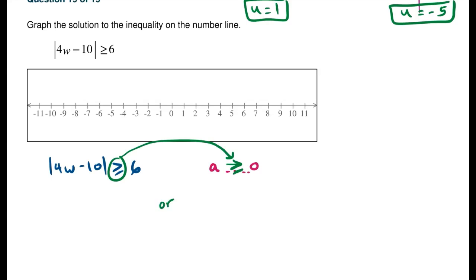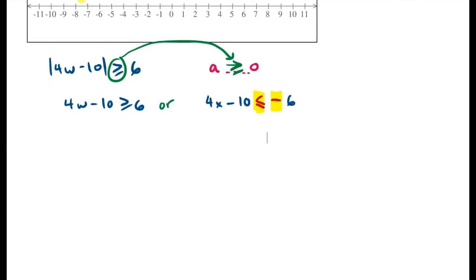So this problem is going to be "or," because the inequality sign points to O, which is "or." So we're going to break it down into two cases. You will have 4w minus 10 greater than or equal to 6, or 4w minus 10 less than or equal to negative 6. Make sure you see two things change: the inequality changes, and also the sign changes on the second case.